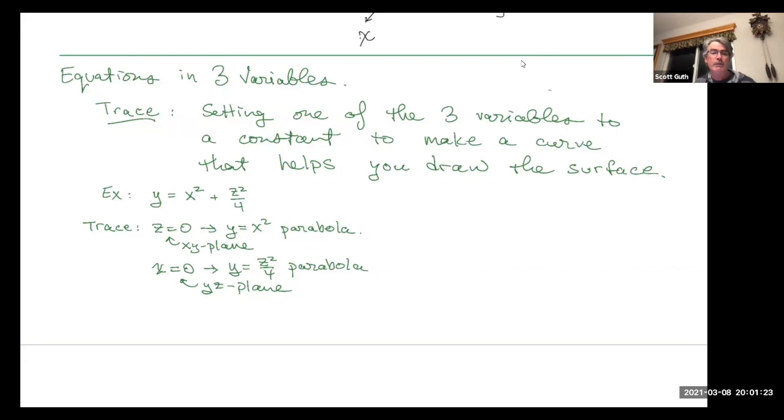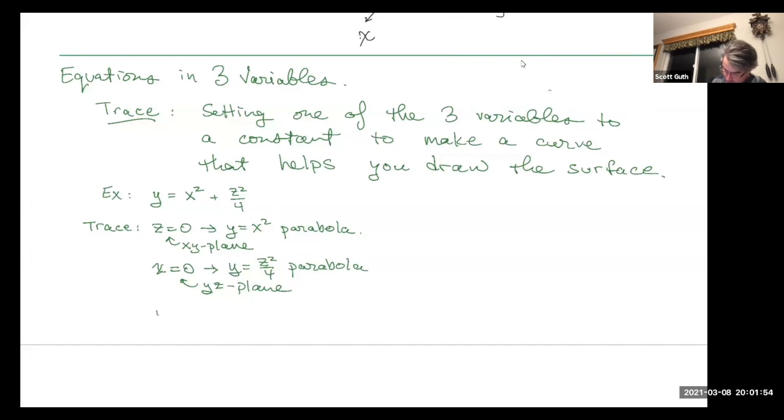Now, those are just sort of, to me, really obvious traces to do by setting x and z to a constant. But it doesn't make sense to set y equal to 0. Notice the values of y have to be positive. What would be a good value to set y to so that you ended up with a curve in x and z that was just super obvious?